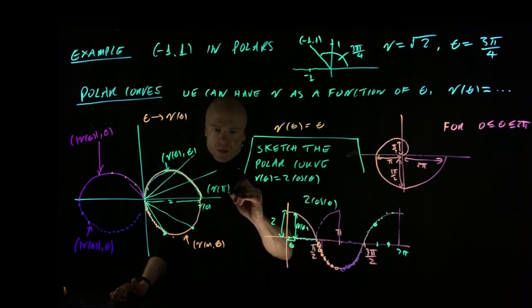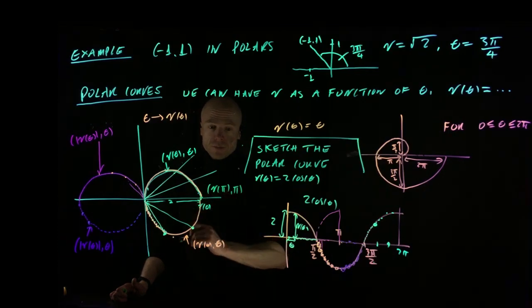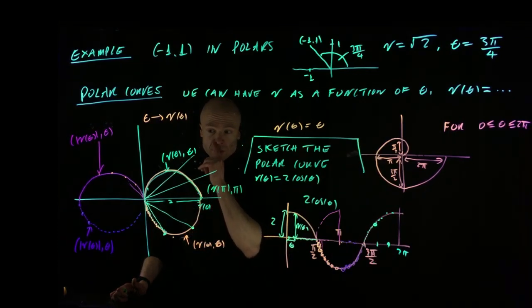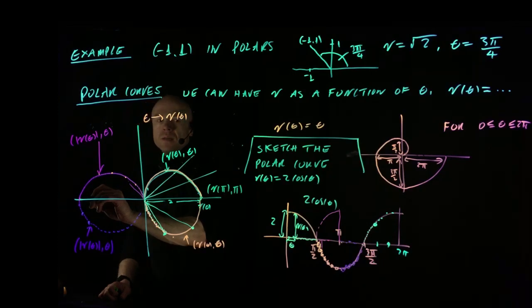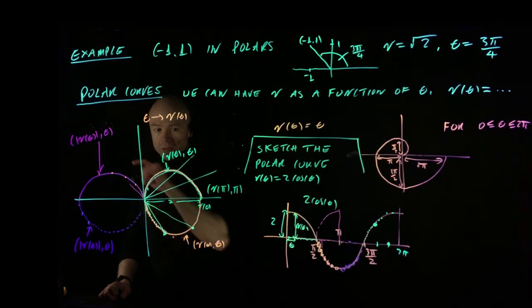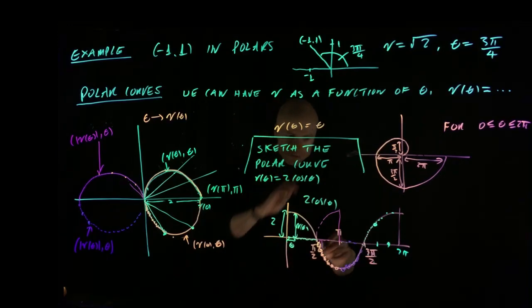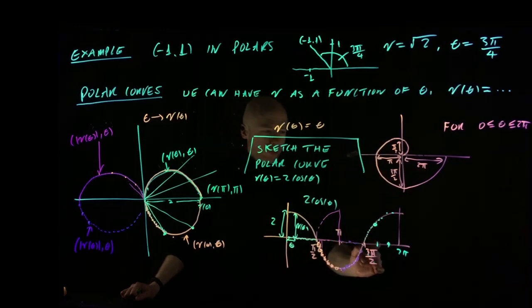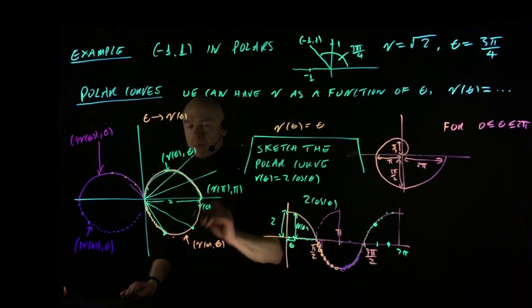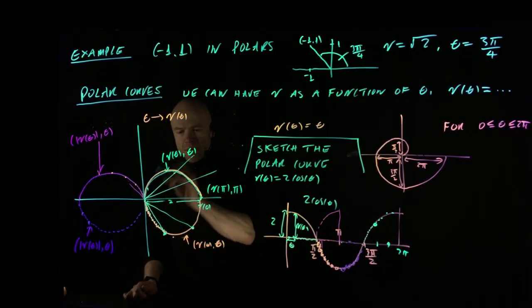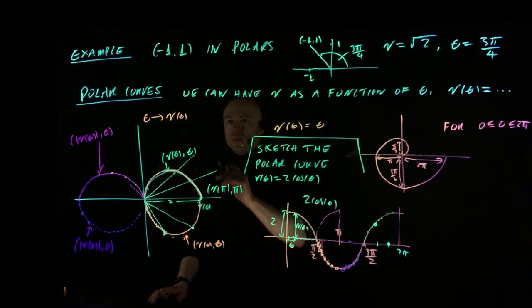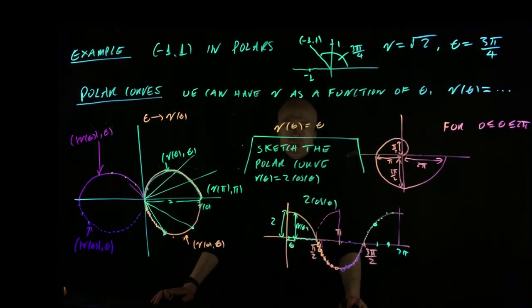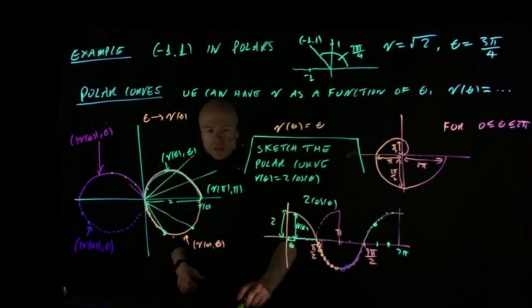r of pi is actually here, because the absolute value is over here, right? But r of pi is negative, so we're here. And then from pi to 3 pi over 2, we do this loop on this side again. And then from 3 pi over 2 to 2 pi, we do this loop back again. So we're wrapping twice around this circle with this parametric curve. Okay, if you've never done this before, this isn't going to sink in the first time.